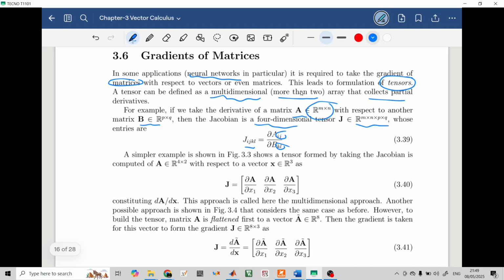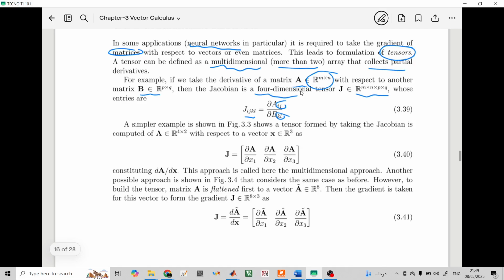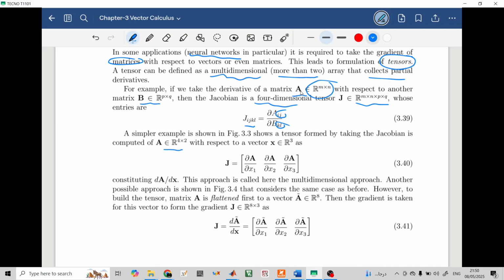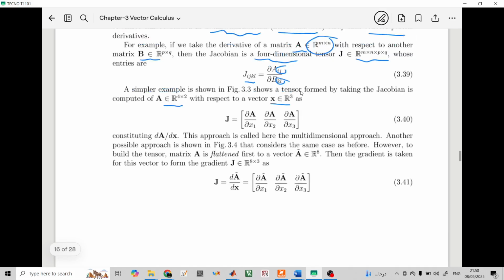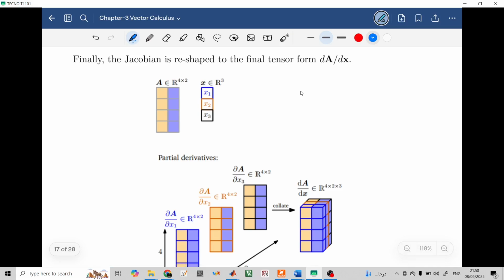Okay, let's look at a simple example in figure 3.3. We have this 4x2 matrix, and we want to take its derivative with respect to a simple three-dimensional vector. If we look at figure 3.3, this is our matrix here, and we want to take its derivative, so partial A with respect to partial x.